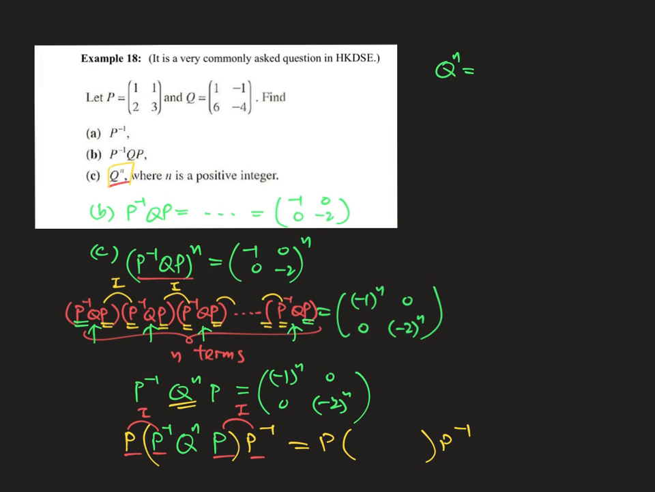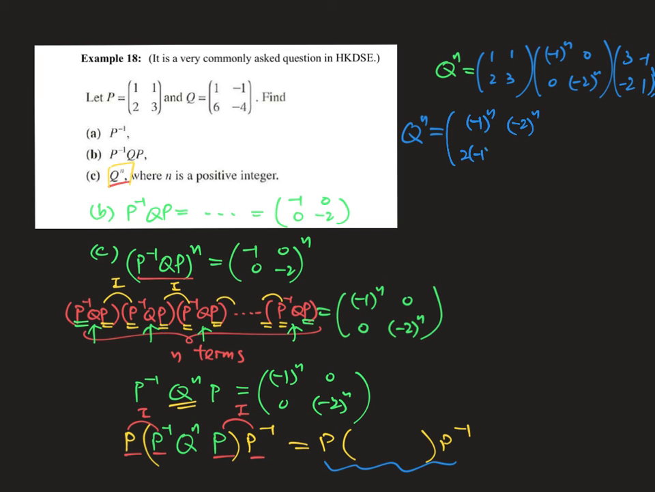Whereas on the right hand side, maybe I turn it in blue, P is something I know, which is 1, 1, 2, 3. The brackets are terrible, but it's just a number having minus 1 to the power n and minus 2 to the power n. Whereas P inverse, we've also got it. It is 3, minus 1, minus 2 and 1. And at last, it goes to a very tedious work of expanding it. The first row goes to minus 1 to the power n, negative 2 to the power n, 2 of minus 1 to the power n, and 3 times minus 2 to the power n.